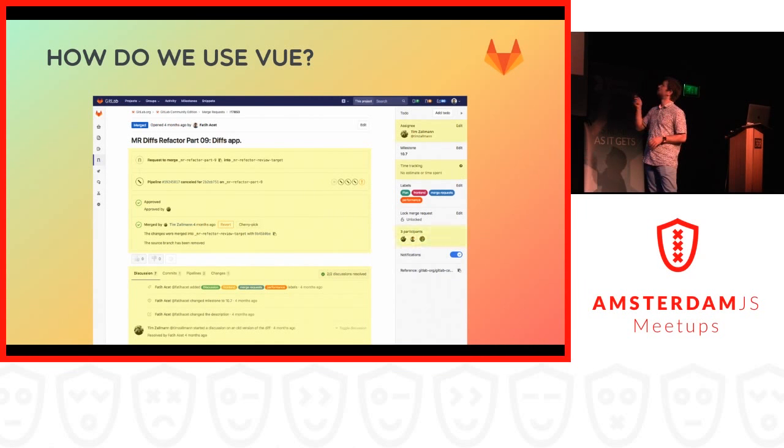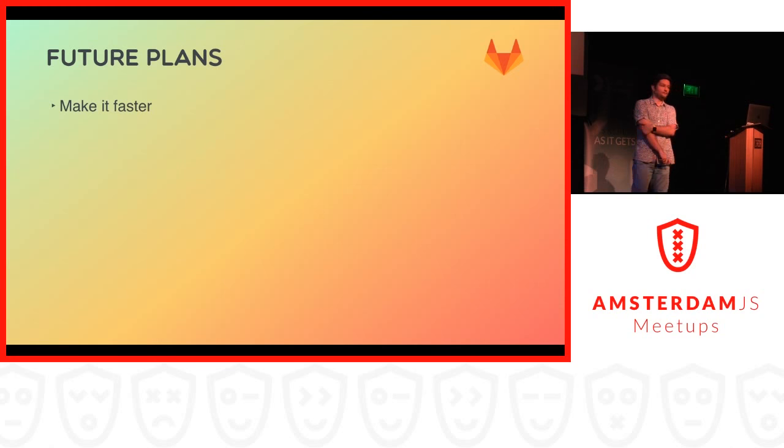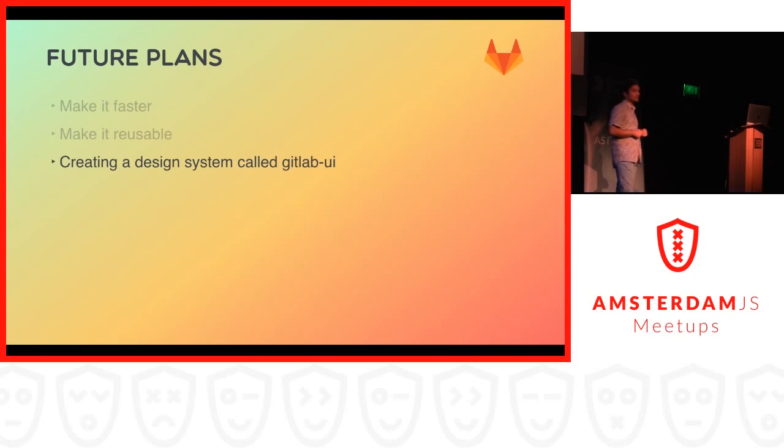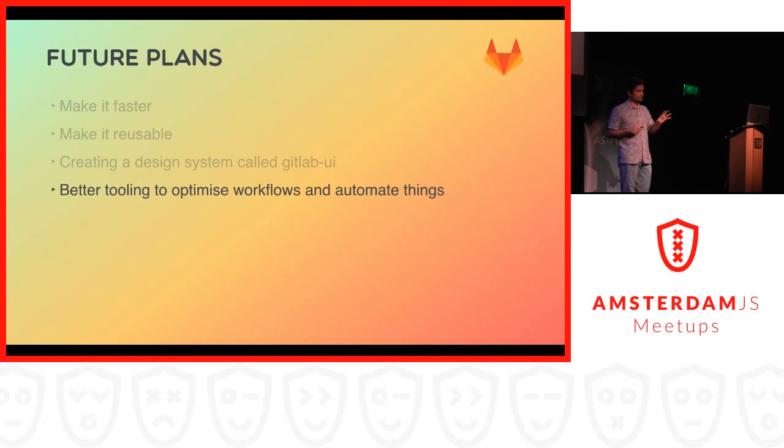Yes. So the future plans of GitLab. Our first and biggest plan is to make it faster. That's what we are trying to do. And we are trying to make it reusable with the components I just showed you. We are creating a design system called GitLab UI, which will be the language of the UI, and we will reuse that on different parts of GitLab. We are trying to build tooling to optimize workflows and automate things, because automating is really important.